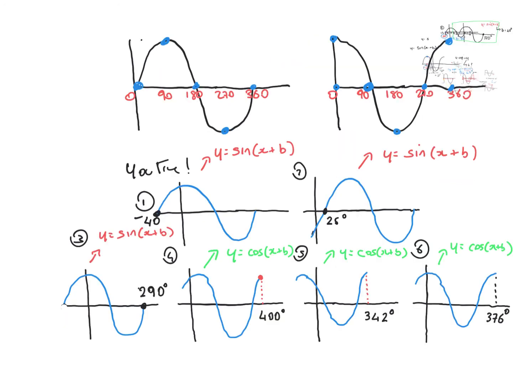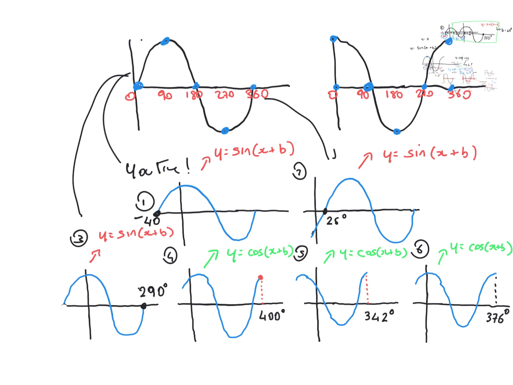Okay, so here's 6 to try. The first three, this one, and this one, are sine curves. Remember that the sine curve should start to climb from 0 and finish off at 360. So that one is in reference to that curve, that one, and this one. We can see this one starts at minus 40, starts at 25, ends at 290.